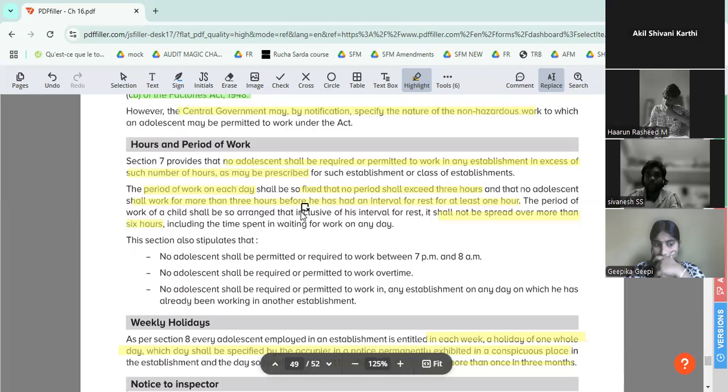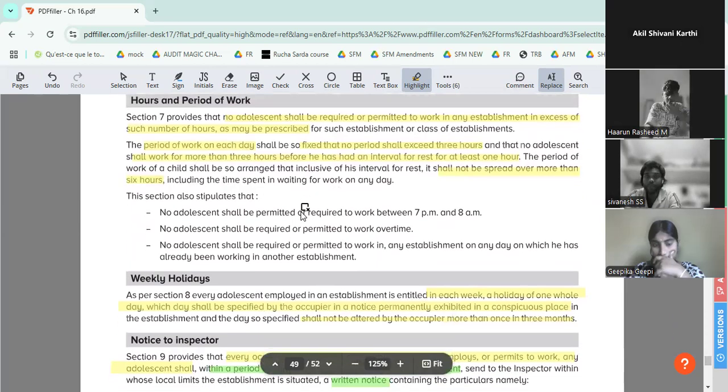This section also stipulates that no adolescent shall be permitted or required to work between 7 p.m. and 8 a.m. So from evening 7 to the next day morning 8 a.m., that is night shift, is not allowed for adolescents. No adolescent shall be required or permitted to work overtime. So they'll work only for the normal hours, they'll not work overtime. And no adolescent shall be required or permitted to work in any establishment on any day on which he has already been working in another establishment. For example, the kid has worked in a tea shop. Then he cannot immediately go and work in another petty shop on the same day.